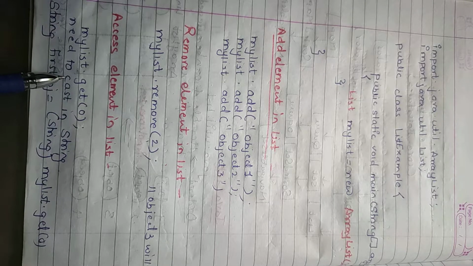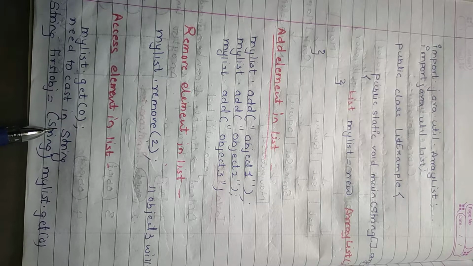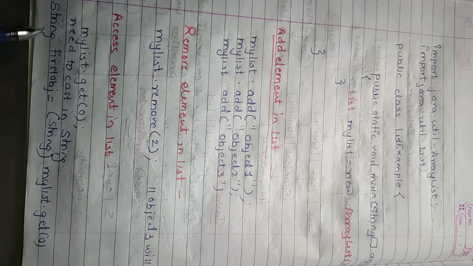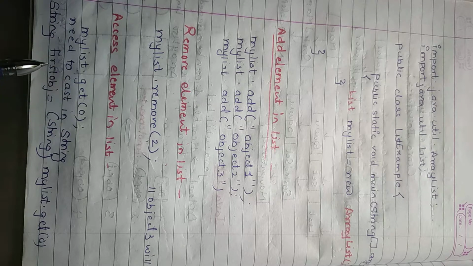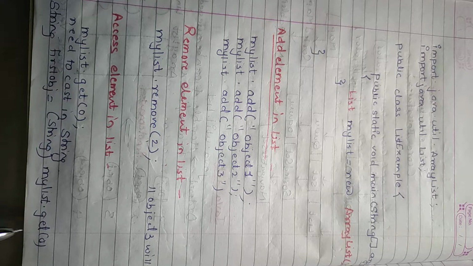But you need to remember this: you need to cast these elements into that type. Here, get(0) will give me back the string value. That's why you need to cast it into String, and in String type I have stored that value. So this first object variable of type String contains the value Object 1, right? So this casting is very important. You need to remember this.